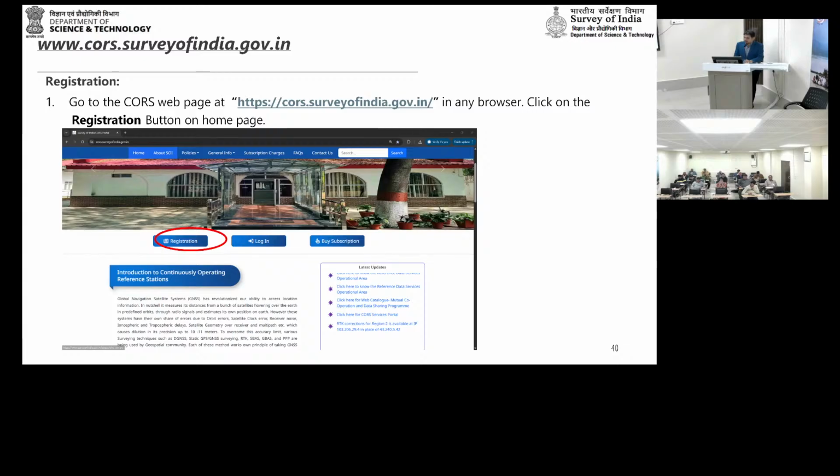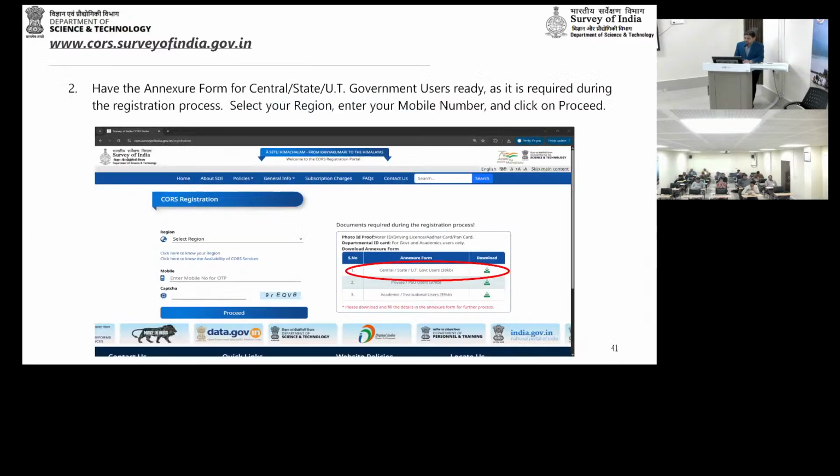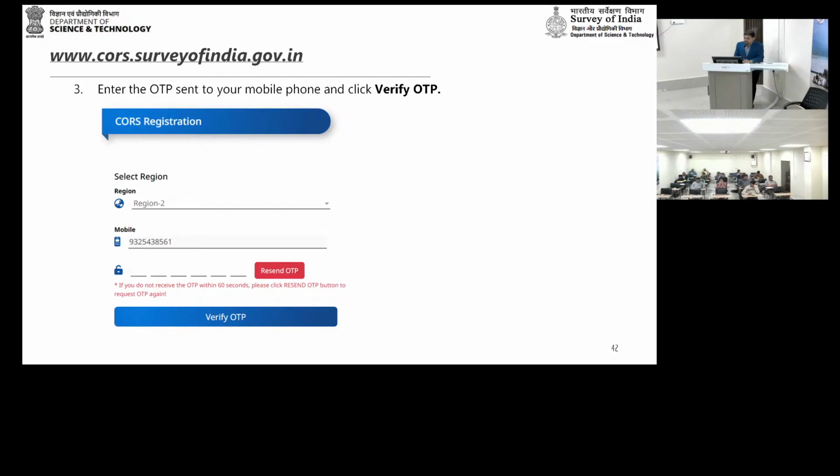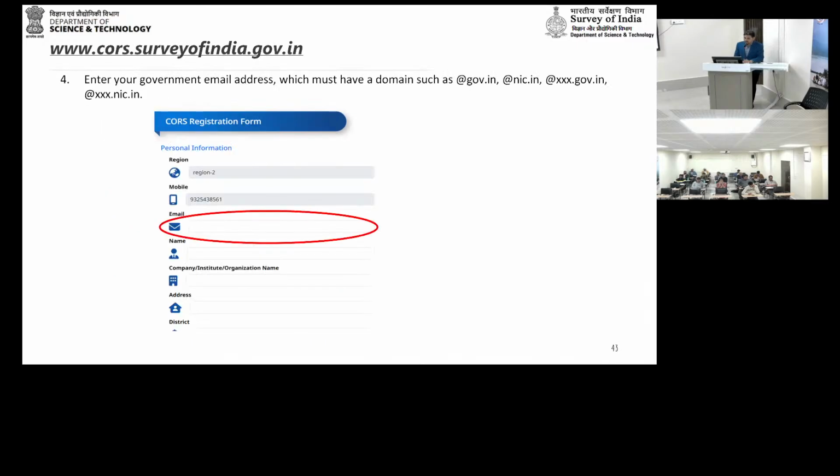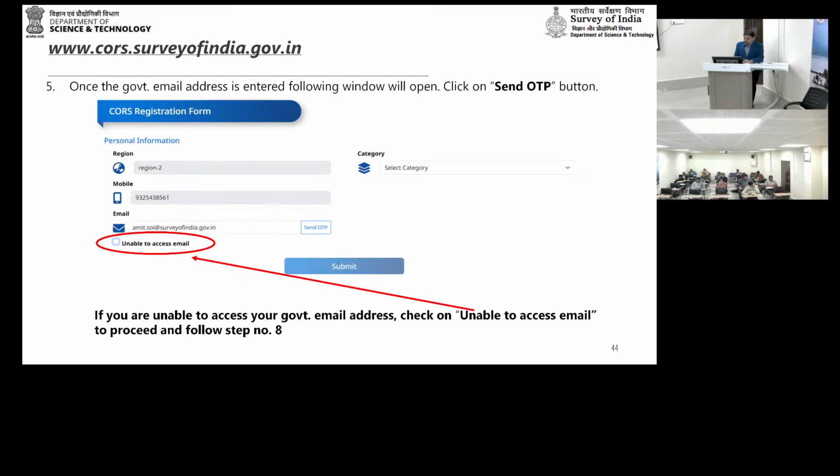This is the CORS portal. It's the registration process. First of all, you have to log into the CORS portal and click on the registration button. After that, you have to fill in the form, select region, mobile number. This is how to register in the CORS, and we'll get an OTP. This will be discussed in brief by my colleague Siddharth Kaludadar. He will do all these activities.